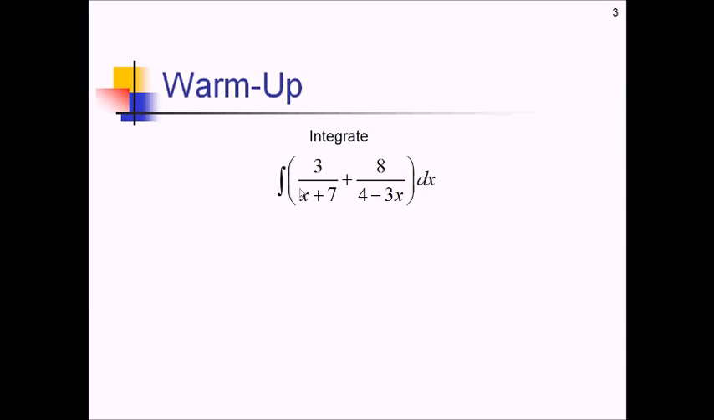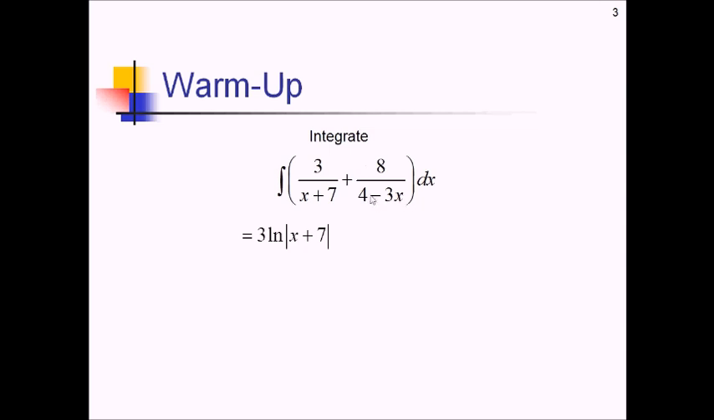So going from left to right here, we have basically a 1 over x kind of situation. So the antiderivative is going to involve using ln of absolute value. For this first one, we have 3 ln absolute value of x plus 7. And then for this next one, we'll have 8 ln absolute value of 4 minus 3x.